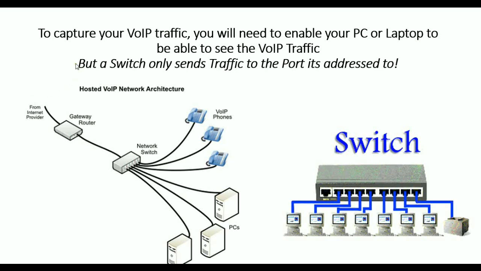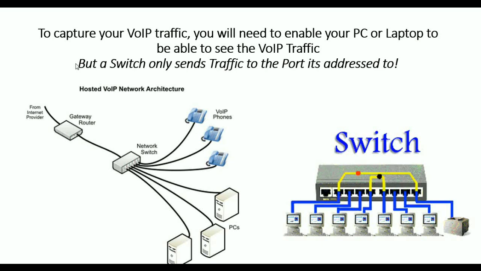Now, the thing about a switch is that all of the traffic to and from each device, as you can see in the example, goes from a computer directly to another switch port. To capture voice over IP, we actually have to put our capture tool, our Wireshark, inside the stream, so the stream has to go through the PC port that Wireshark is running on, on the laptop, so that it can see the voice over IP traffic.